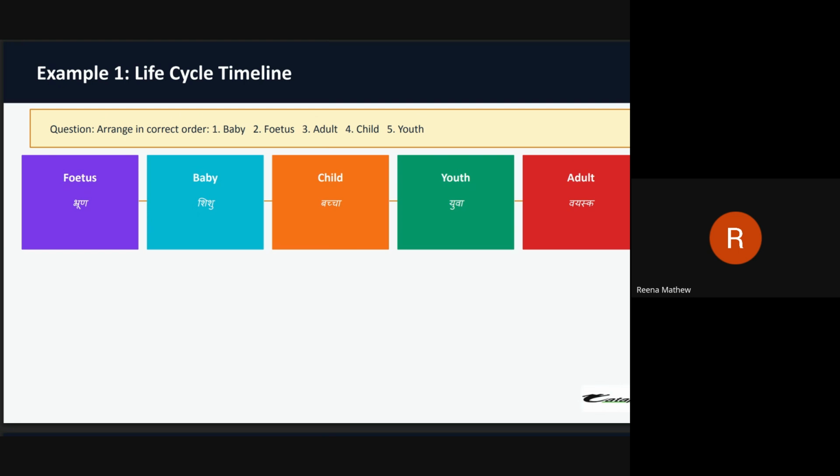What is the first stage in this? Can you arrange it in order?